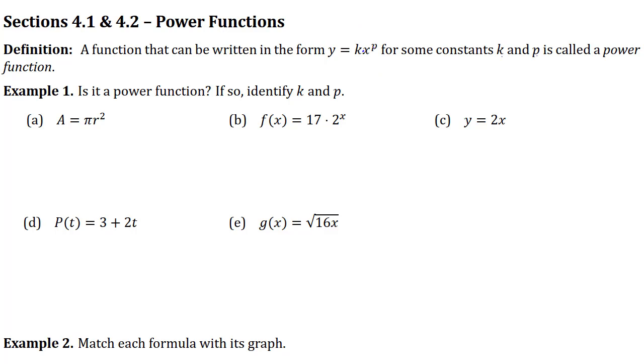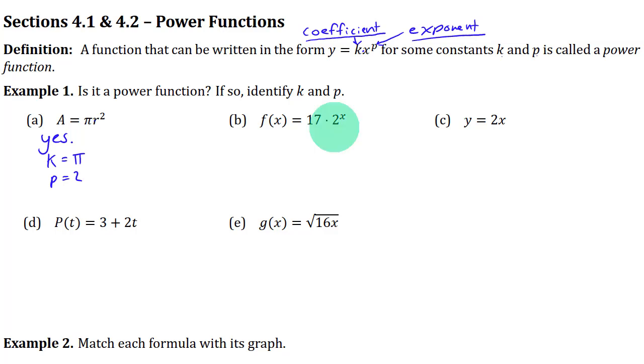So let's look at this example here to look at these different functions and identify k, called the coefficient, and p, which is called the exponent or the power. So for this first one, r is the base of the exponent and the power is 2. So as long as that variable r is the base of the exponent, and if you have any number like that pi multiplied out in front, then yes, it is a power function. The k is pi and the p is 2, and those are both numbers, so that's good.